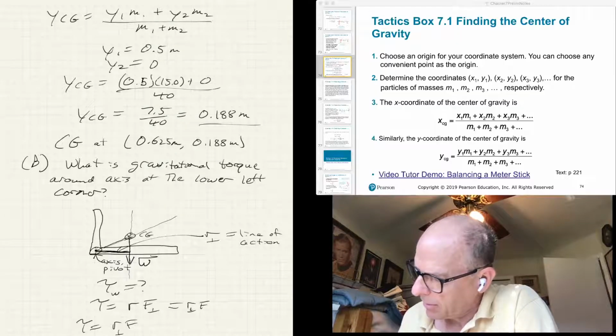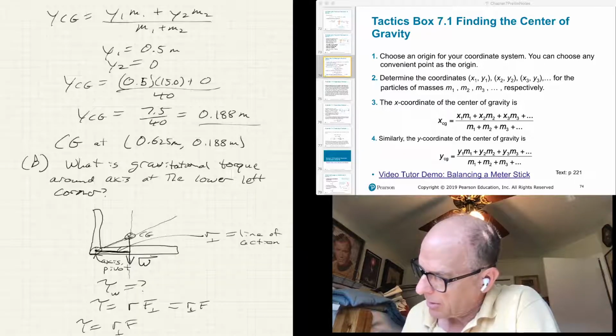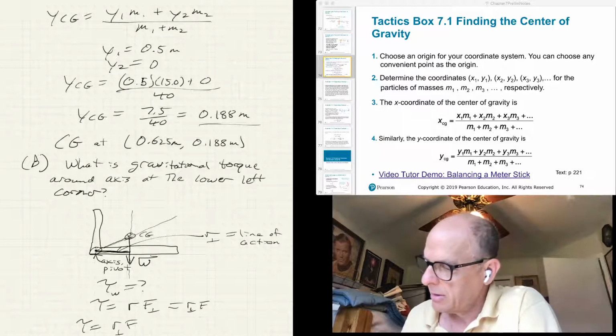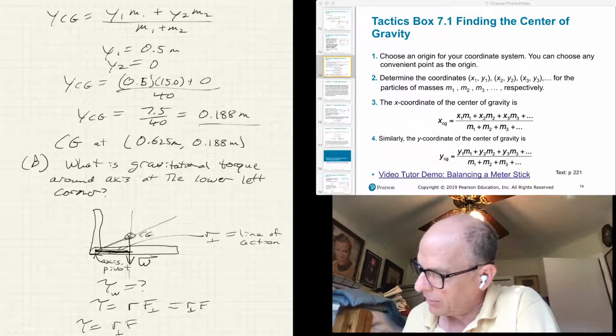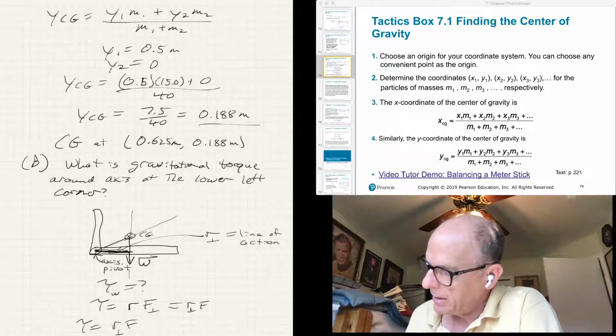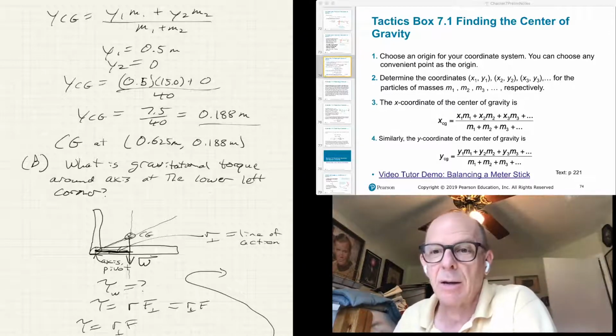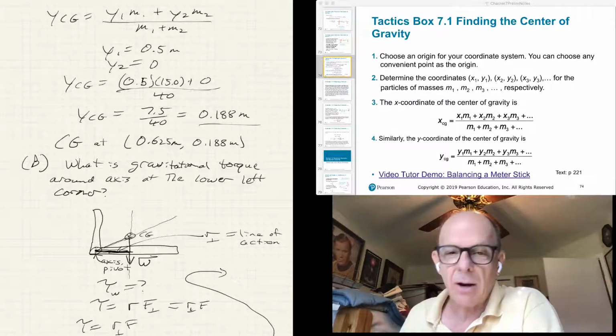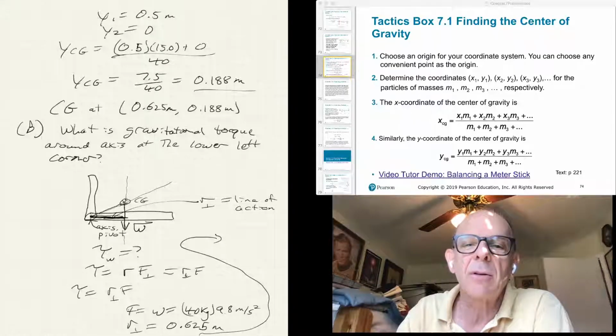F is the weight, which is the total mass, 40 kilograms times 9.8 meters per second squared, and r perp is just this distance from the pivot point over to that force vector, and that is the x position of the center of gravity, so that's 0.625 meters. That then gives us, I want to use another piece of paper, even though it's virtual paper, not cutting down any trees. Oh dear, sorry, let's shift this up so you can see it.